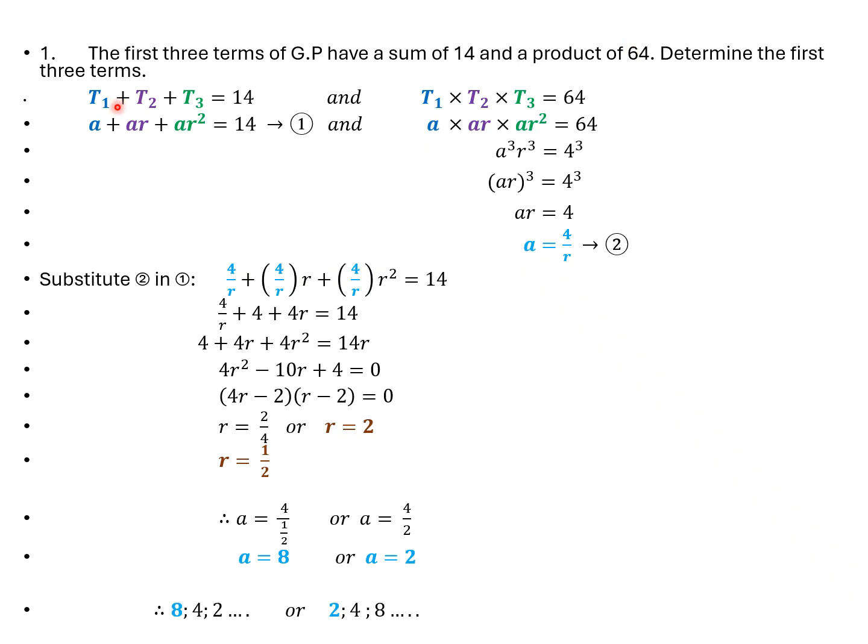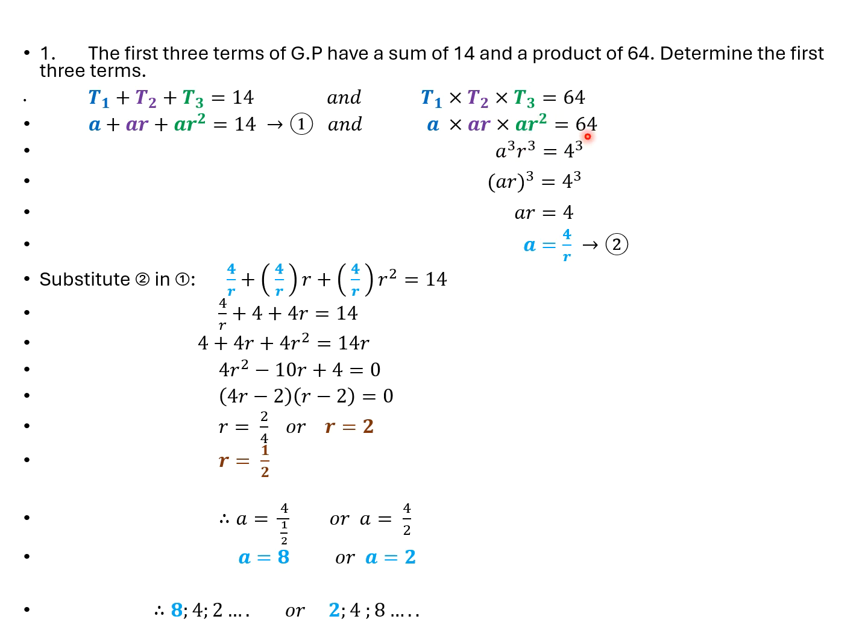So we assume term 1 is a. Term 2 would be a times r. Term 3 would be a times r squared. So a times ar times ar squared equals 64. A times a times a gives me a cubed. R times r squared, 1 plus 2, gives me r cubed.